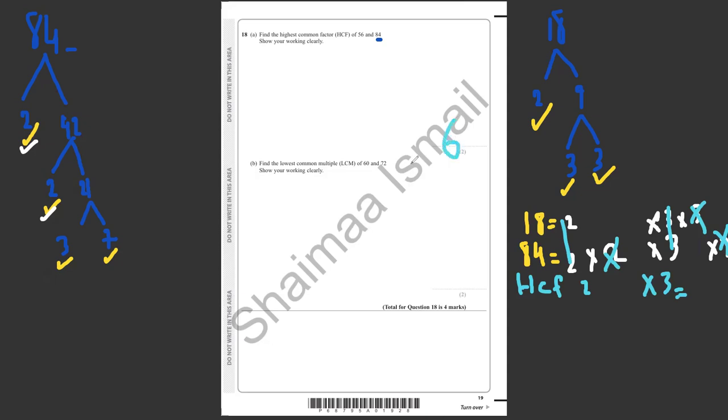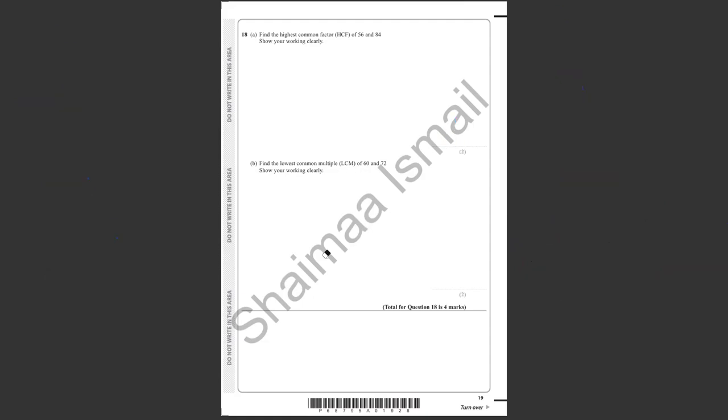Okay, let's move to the next. Find the LCM of 72 and 60. Okay, here he asked it for the 72 and 60. Let's erase this just to be clear.